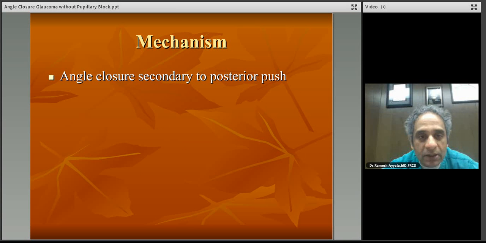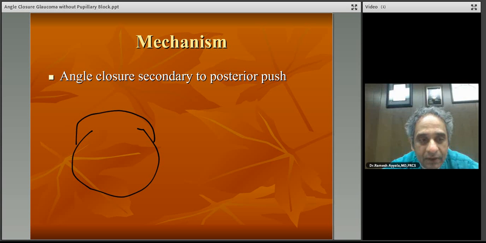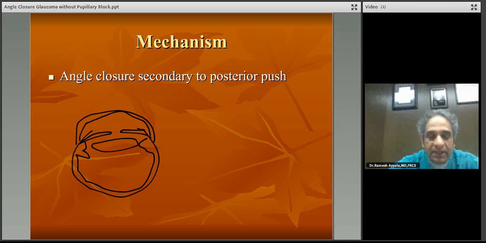Let's go on to the third mechanism that we're going to discuss today: angle closure secondary to posterior push. Okay, let's see if we can get this straightened out. Here is the eye. Here is the cornea. Here's your iris. It's kind of difficult to draw with this. And here's your retina. And in between, you have your lens. Let's give some structure to the cornea here. Okay, now at least you can see that there is a good structure here.